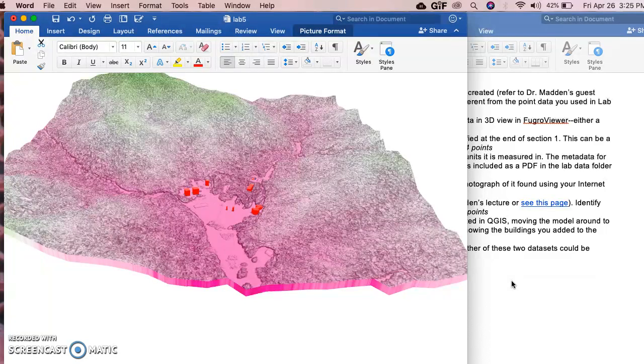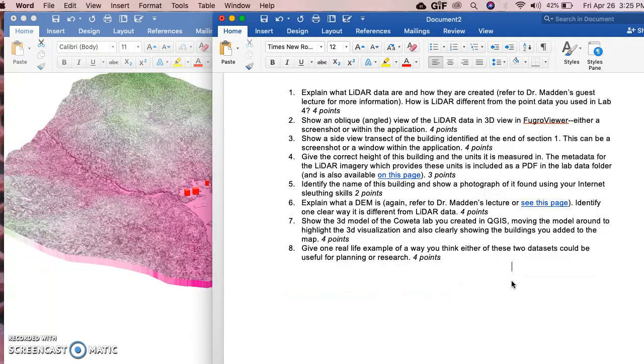And the last question is to give a real life example of why you think that either of these two data sets could be useful for planning or research. So I decided to focus on LiDAR data. And a real life example I came up with was if the city wanted to mitigate stormwater with strategic tree planting, they would definitely use LiDAR data.